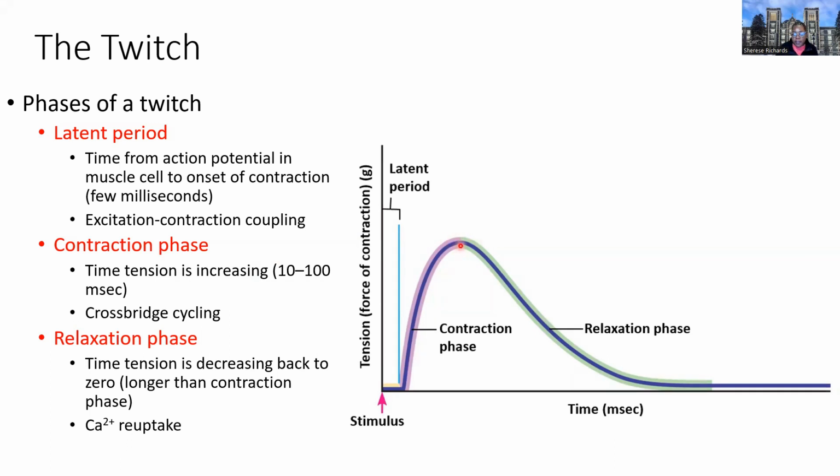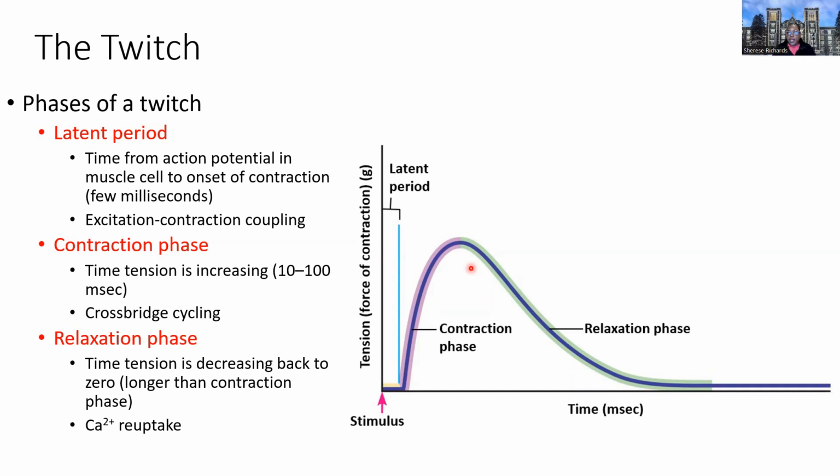Now, the relaxation phase is where we have the reuptake of calcium. So the calcium ATPase pumps are pumping calcium back into the SR. This is usually longer than the contraction itself because this takes more time. And this is where the tension or force is dropping off. Again, this will happen at different rates depending on the muscle, but it is usually longer than the time it takes for the muscle to contract.